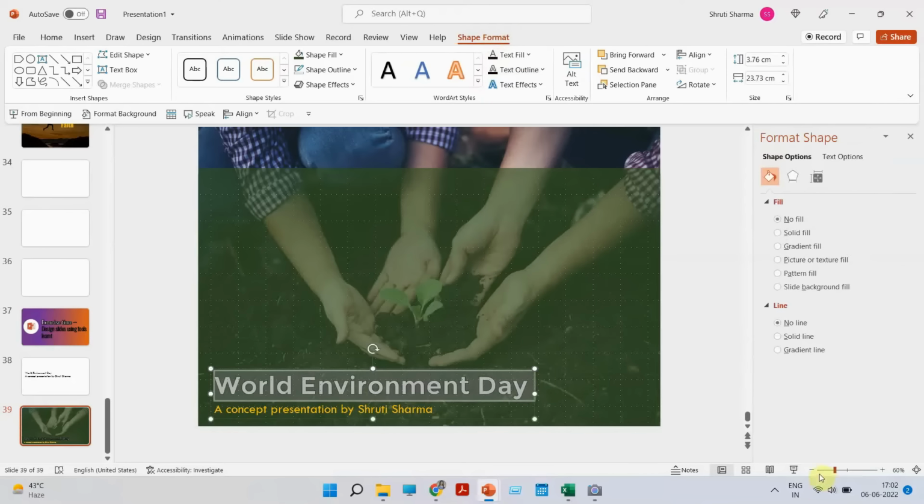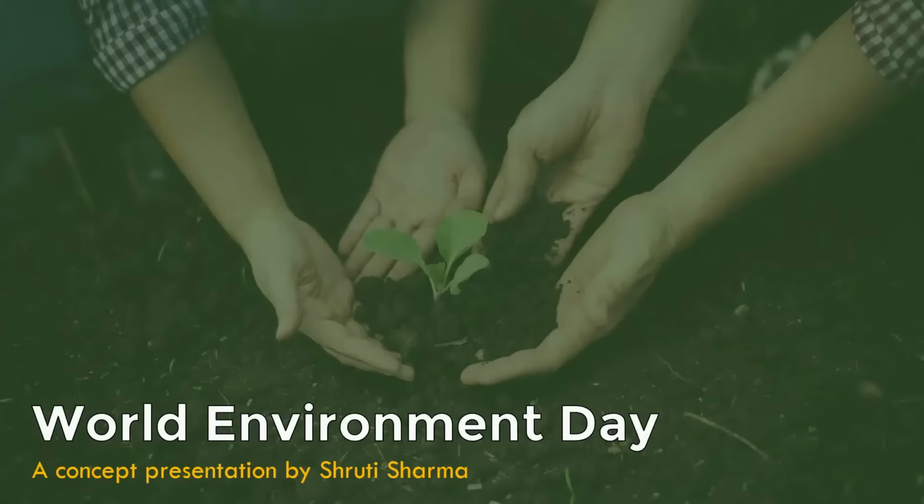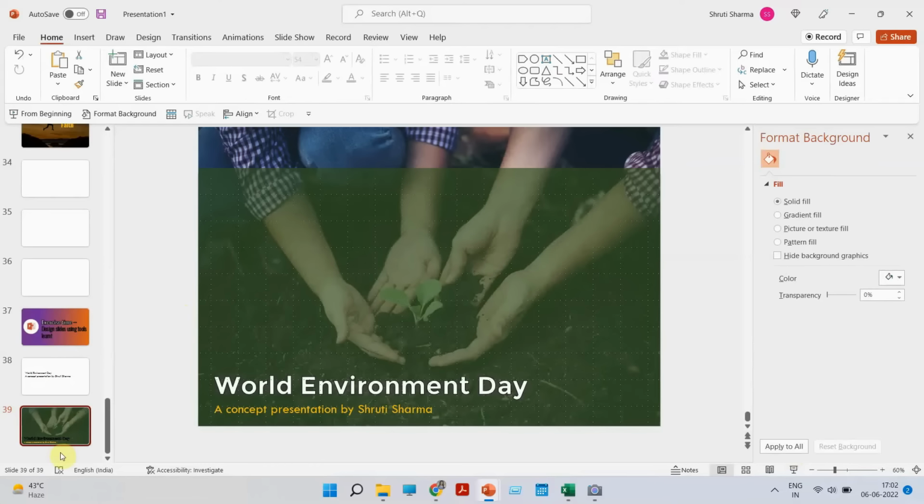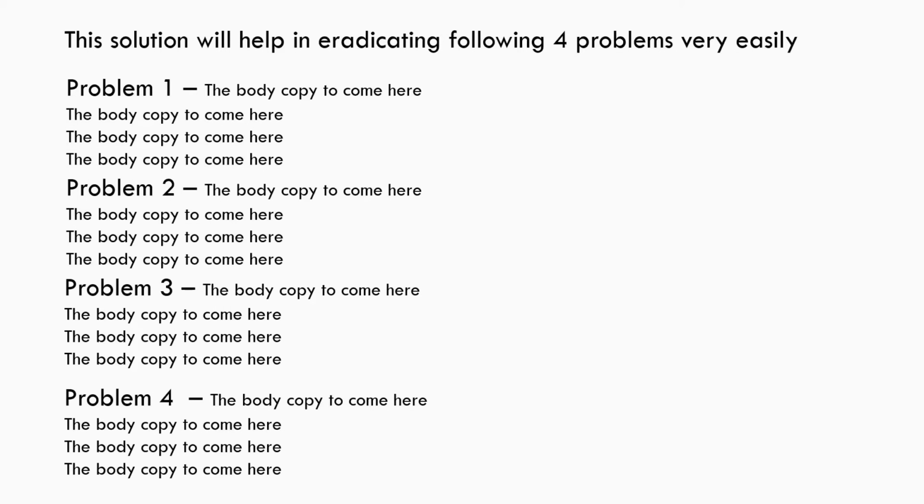If you want to highlight this text, one more thing that you could do is you can add a text outline. So right now I've added a basic black outline, but you can see the difference in how the text is getting highlighted. So this is how you can create any slide and transform the look and feel by using these very simple features. Let's look at the second example now.